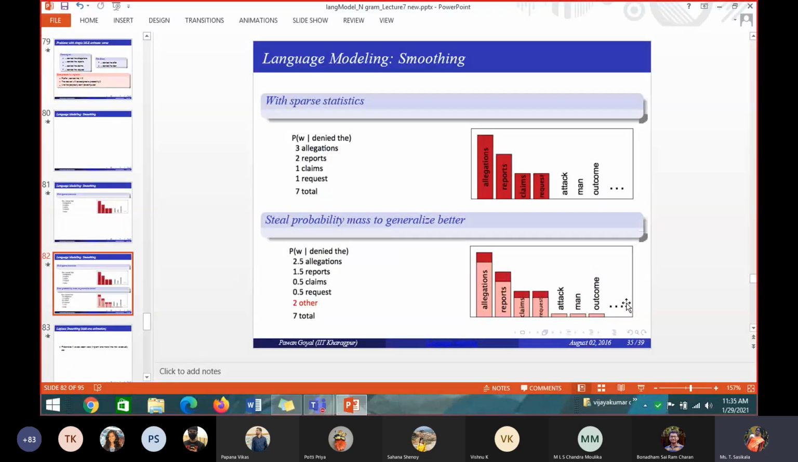The idea of smoothing is to take some probability from each of the 4 words which are seen in the training data and assign it to the words which are not seen in the training data. How much I have to steal from each word and how much I have to give to each word, we will see in the next class properly with the formula. So this is called smoothing.